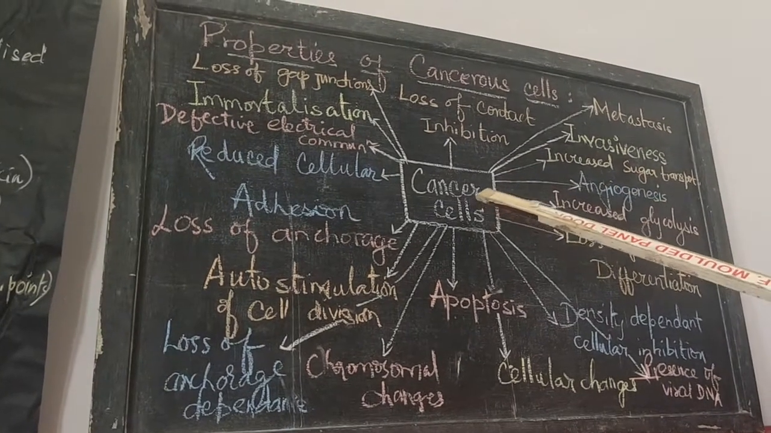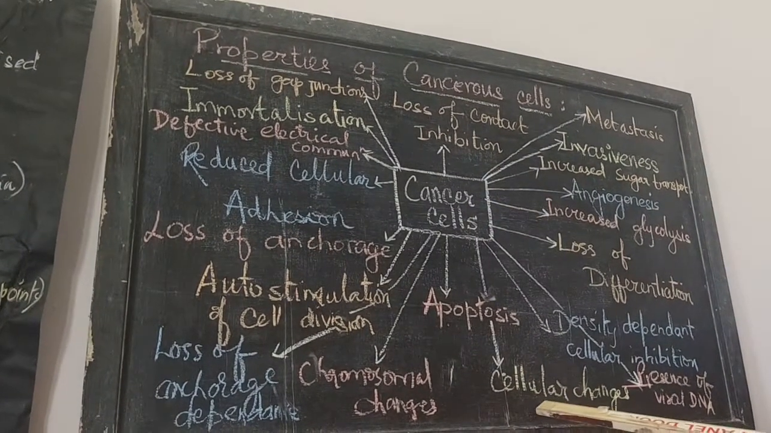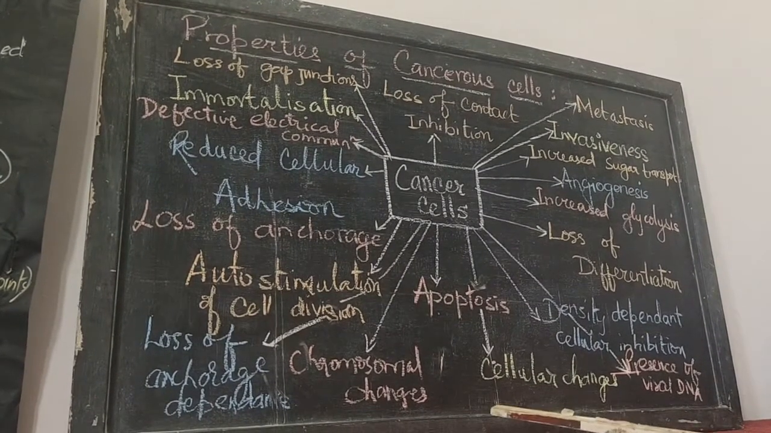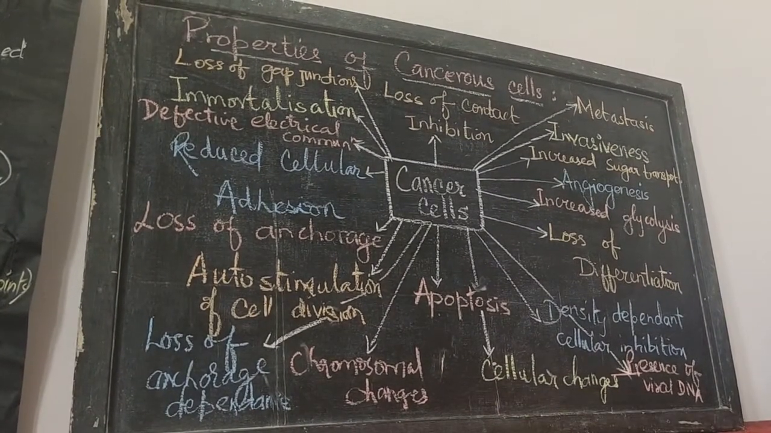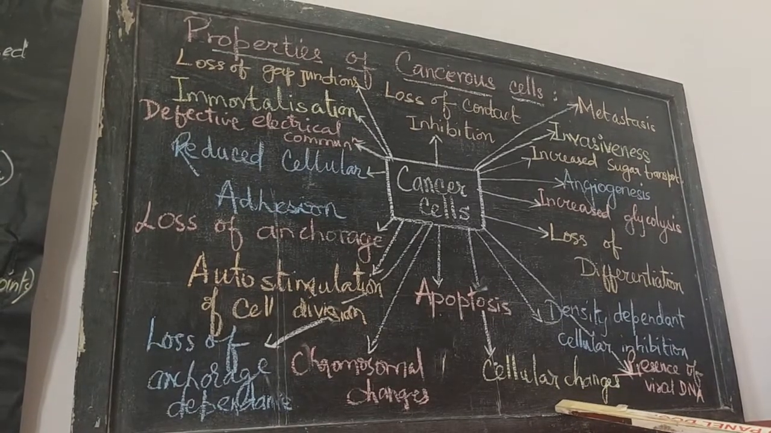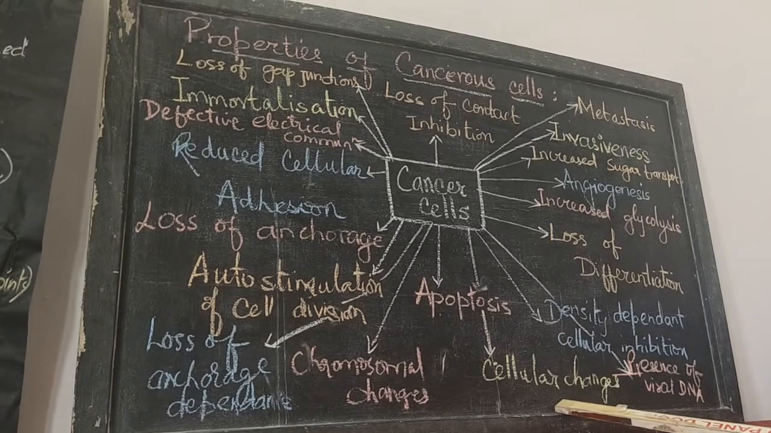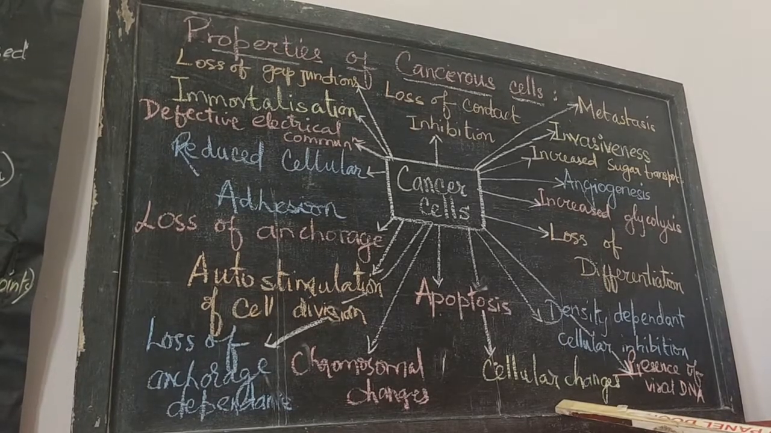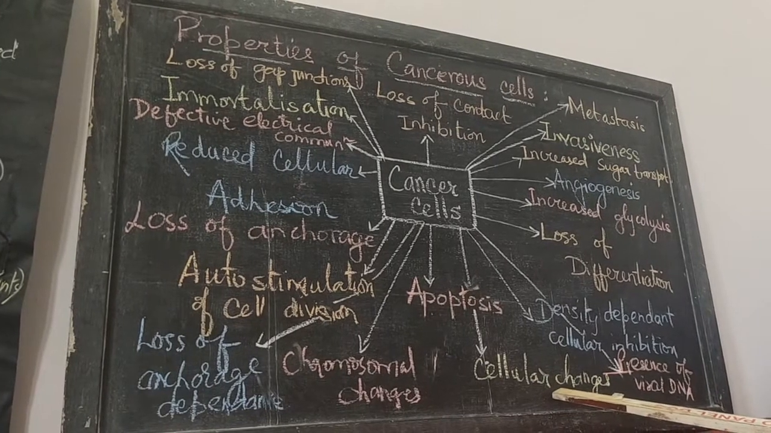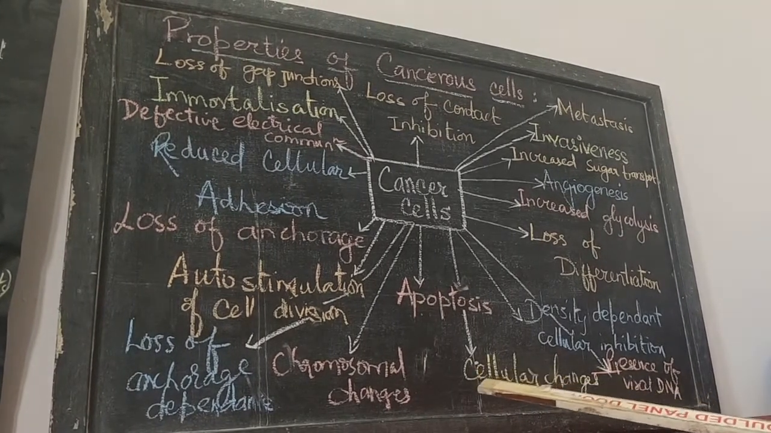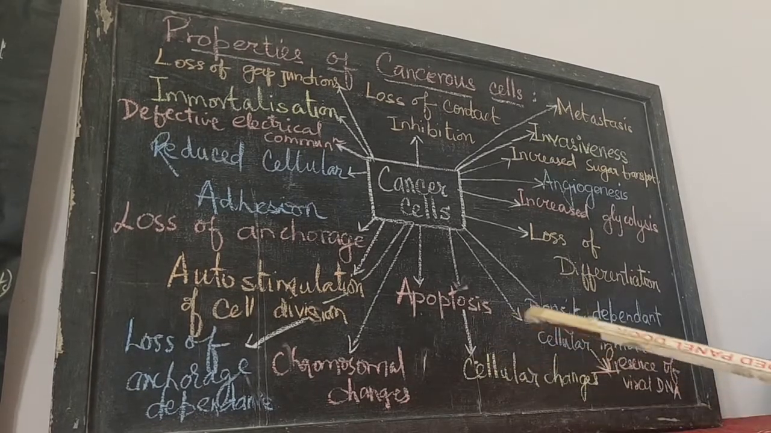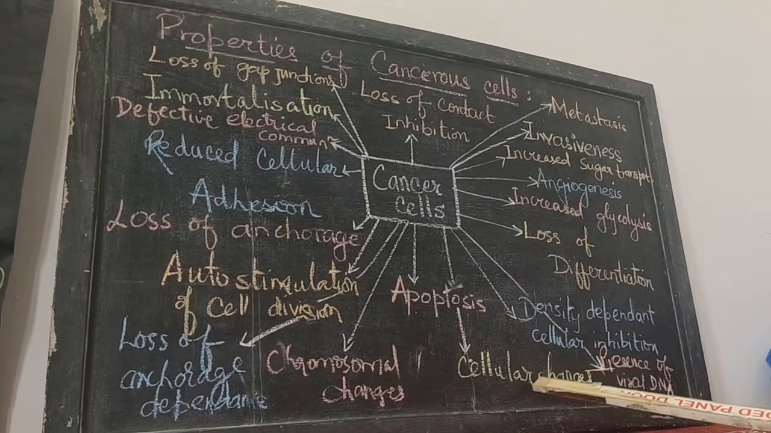The next property related to cancerous cells is cellular changes. Cellular characteristics change for the cancerous cells. Cancerous cells generally have a large nucleus, large nucleoli, and unstable microtubules or microfilaments. So this is the general feature of cancerous cells, and the shape and size of the cells also varies.